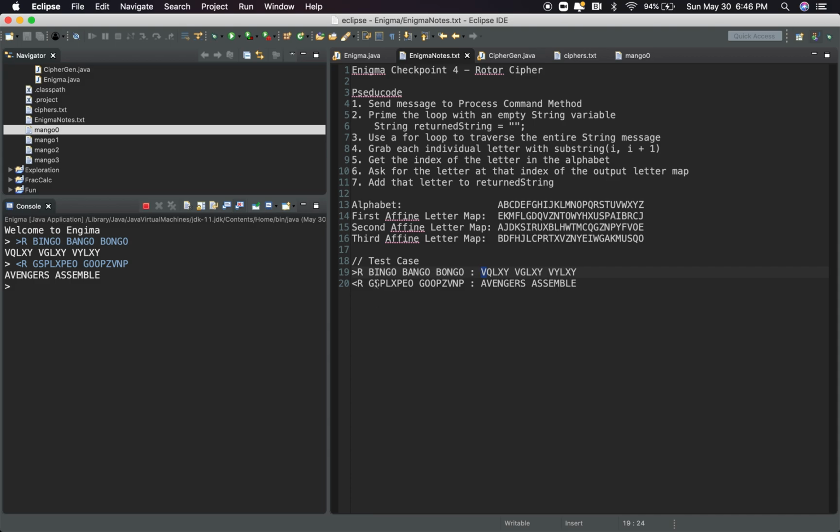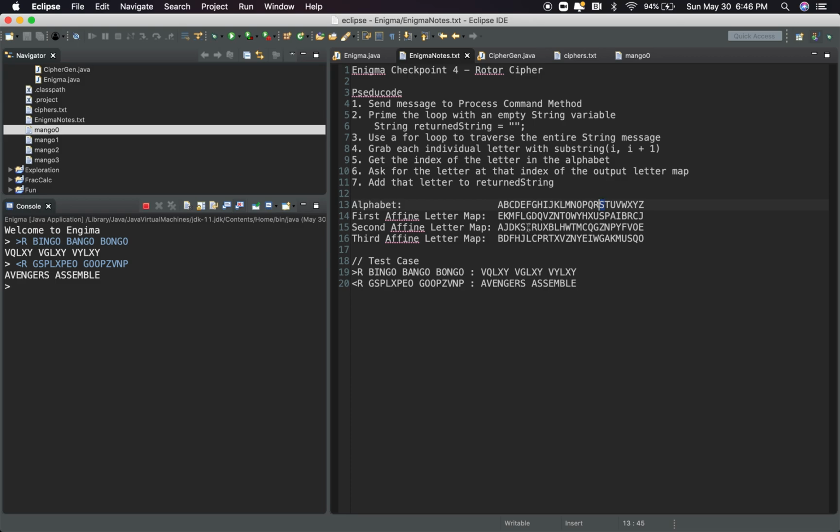Decryption is a little bit funnier to get your head around, so buckle up. How did the G go back to becoming an A right here? So I'm going to start with the third map, and just like I did with affine in checkpoint 3, I'm going to ask myself the question, where is G? What position is G in? I see G is right here, and I can tell that G is in the S's position. So decrypting backwards, the G becomes an S.